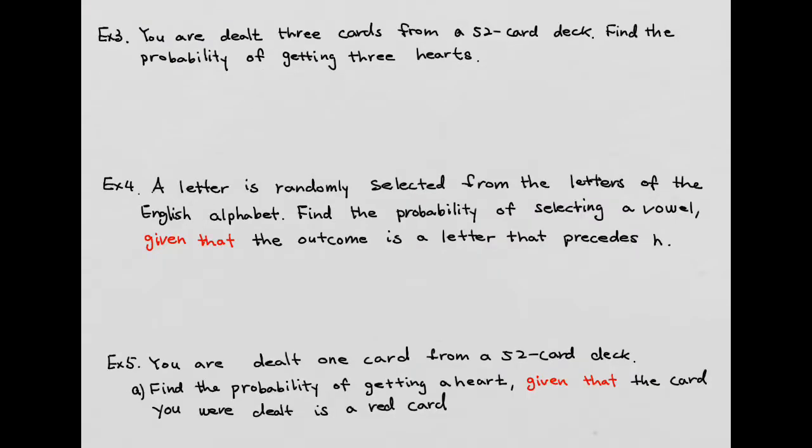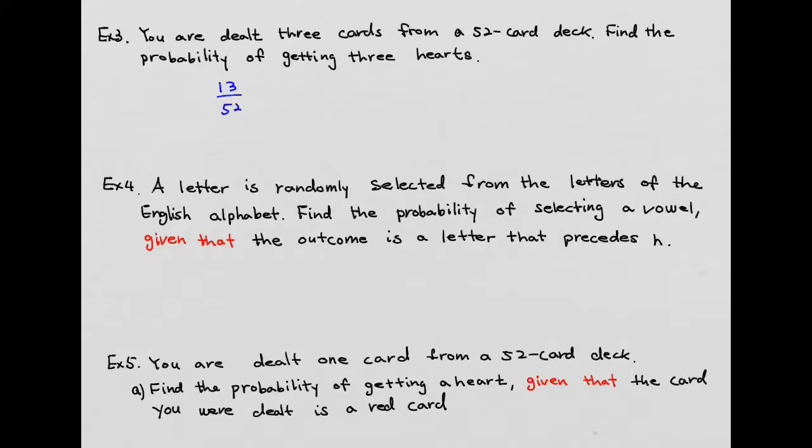One more problem involving AND. Example 3. You're dealt 3 cards from 52 cards. Find the probability of getting 3 hearts. So we know how many hearts we have. Remember, each suit has 13 cards. So for hearts, we have 13 cards, so we will have 13 out of 52 to start.